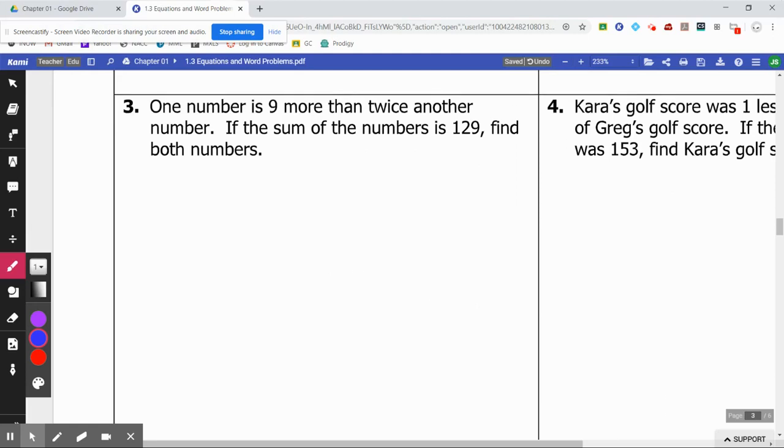One number is 9 more than twice another number. One number, so there's two different numbers defined here. The second line says the sum of the two numbers is 129. Now, here's what I'm going to do. I'm going to let x equal first number.